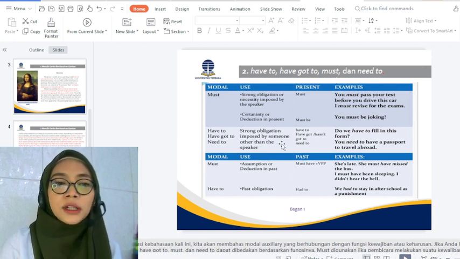Don't forget to do the first task and discussions and also the second task in this week.